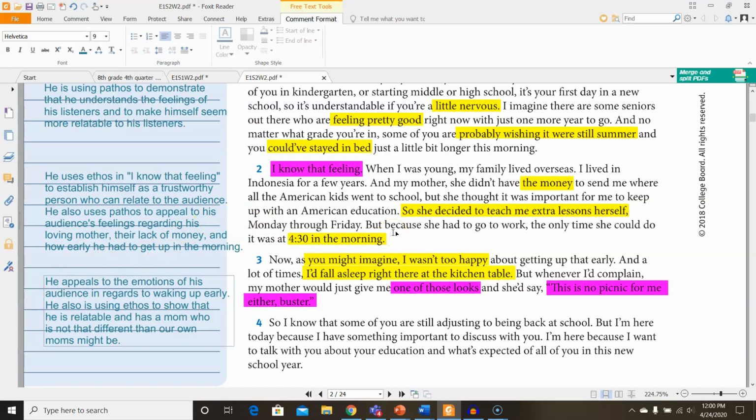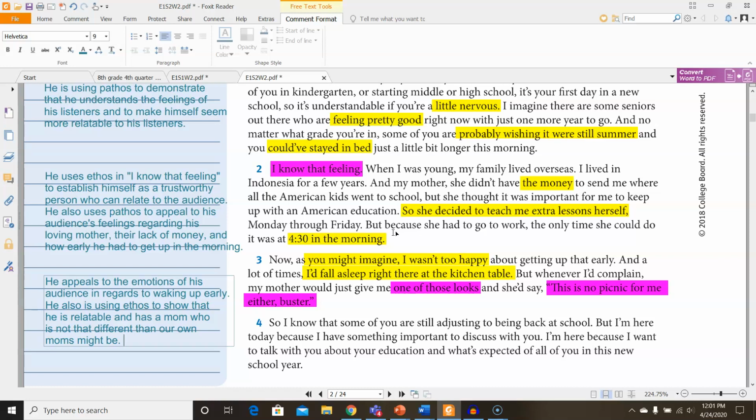So, continue to read the speech. As I said, I'll be posting the link to Obama actually giving this speech so that you can listen to it while you read along. And continue to annotate it, please. If you can't do the highlighting, like I said, underlining is just fine. So continue to look for those 3 appeals: ethos, logos, and pathos.